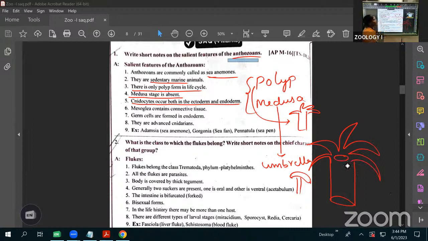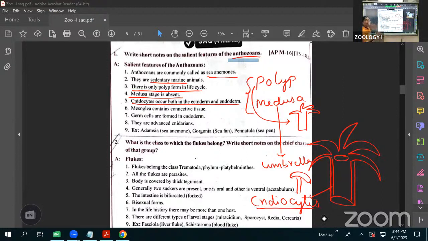In this, the outer layer, the ectoderm, as well as the endoderm, both contain special cells. They are called cnidocytes. These cnidocytes are stinging cells. They are helpful for protection, and mainly helpful for capturing prey.